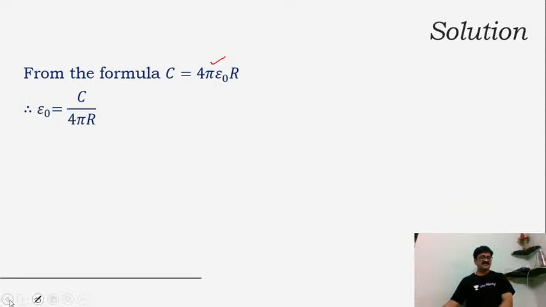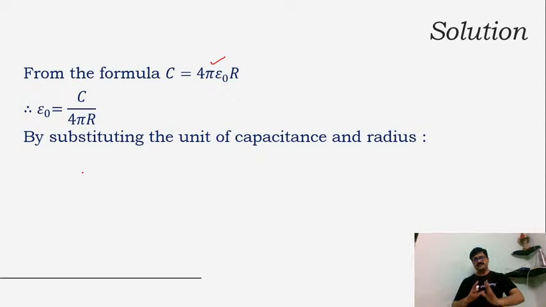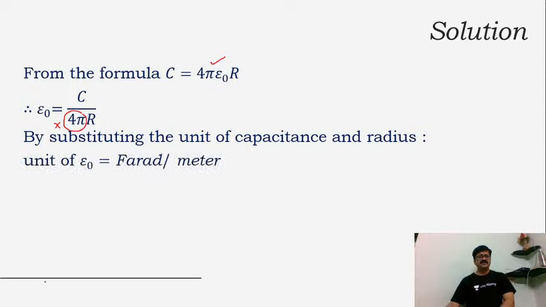So here I can write this by substituting the unit of capacitance and radius. Obviously 4 pi does not have any unit because this is a number. So epsilon naught is farad divided by meter, or farad per meter. So farad per meter is the SI unit of epsilon naught, that is absolute permittivity.